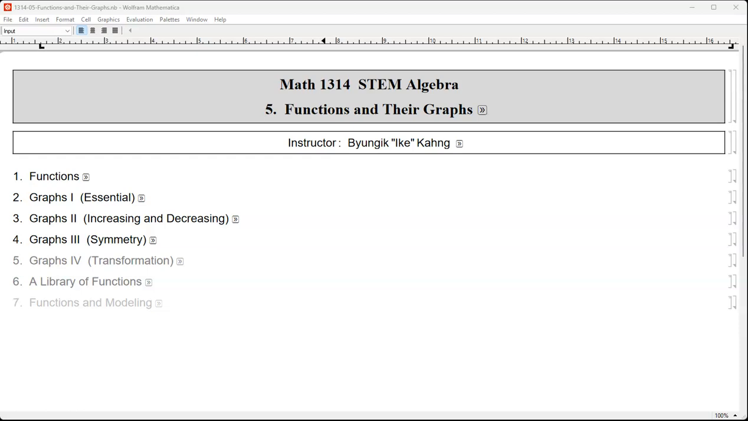Hello Math 1314 students, let's begin lesson 5, Functions and their Graphs. This is probably the most important lesson of STEM algebra. We're going to start something new that is extremely important, functions.